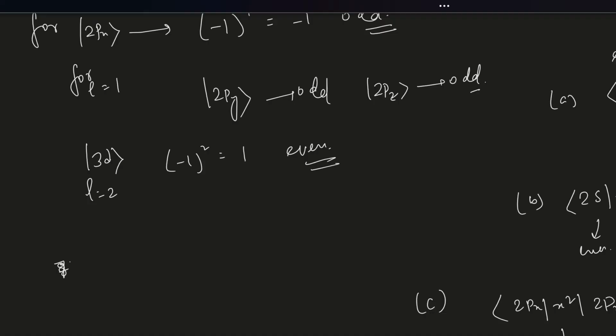This is even, this is odd, and this is also odd. So two odd and odd will make it even, and even is anyway even. So this is also even, and the integral will hence not be equal to 0.